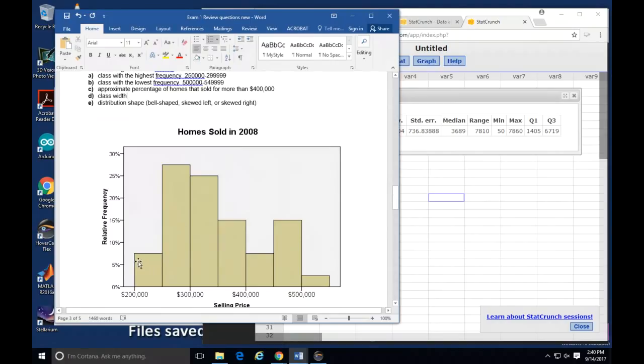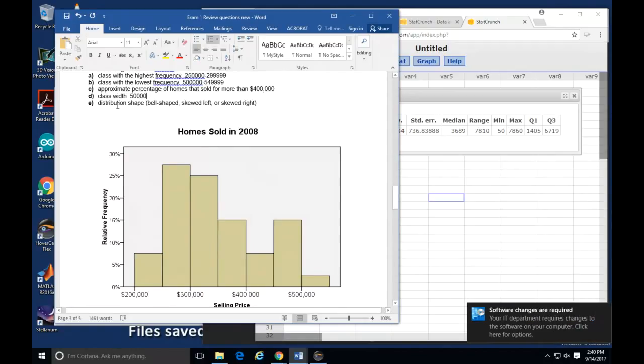Then for the class width, again, you're looking at how far it is from the beginning of one class to the beginning of the next class. So that we kind of already figured out that these were going up by 50,000 each time. So our class width would be 50,000.